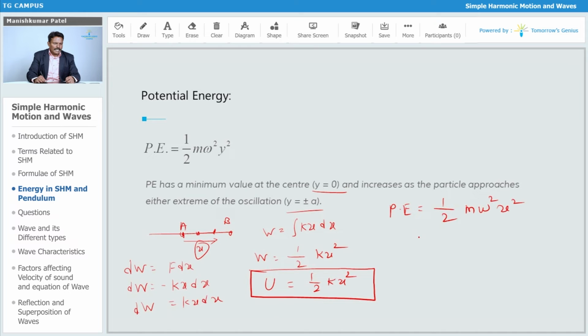You can find the maximum and minimum potential energy for this case also. Where x or y is equal to 0, the potential energy is 0 at the mean position. And when we take y or x is equal to plus or minus a, which is nothing but the extreme position, in that case the potential energy is maximum. So the maximum potential energy is half m omega square a square.